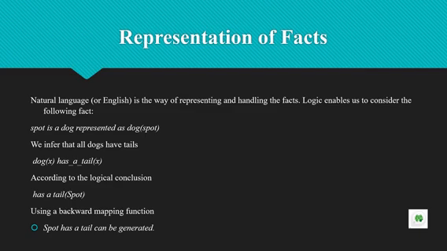Using a backward mapping function, spot has a tail can be generated. That is, the first thing it will start as dog has been represented as spot, and the last way the spot has been represented to the tail. So it will be generated from first to last. This is the representation of facts.